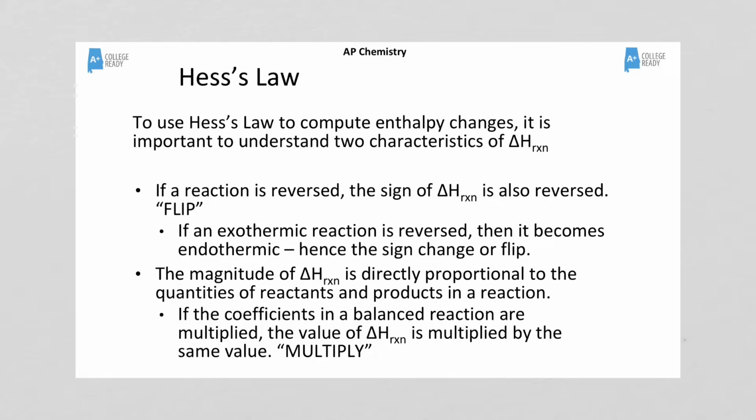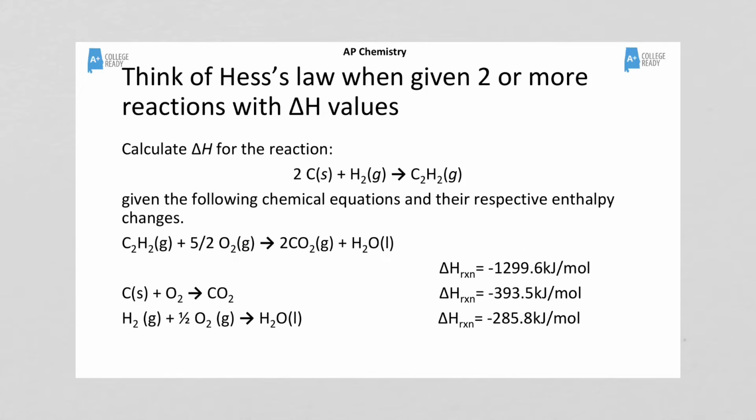Also, if we need to change any coefficients so that some substances cancel out or that coefficients match the overall reaction coefficients, any change we make to coefficients, that change also needs to be made to delta H, and we'll see that on the next slide as well.